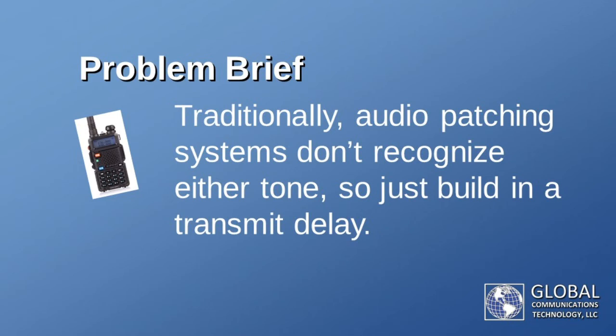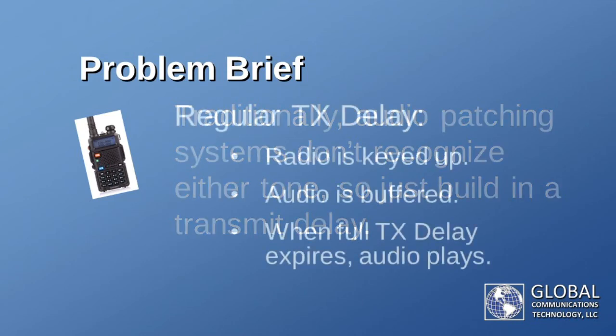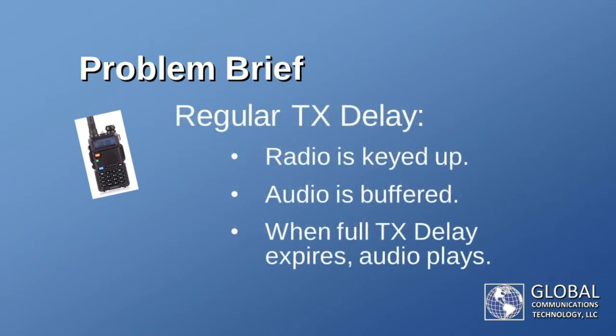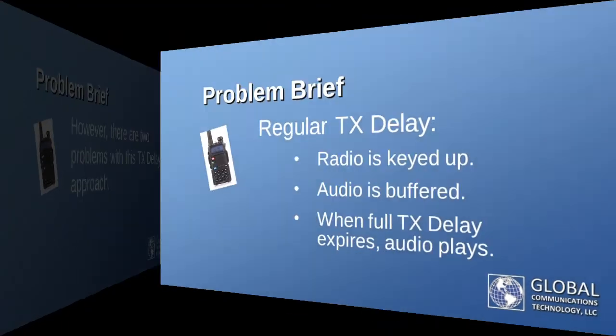This basically keys up the radio when it has audio to send to it, and at the same time it buffers up audio. Once the transmit delay period expires, the audio plays out to the radio. And that delay is supposed to give the radio time to acquire a channel.